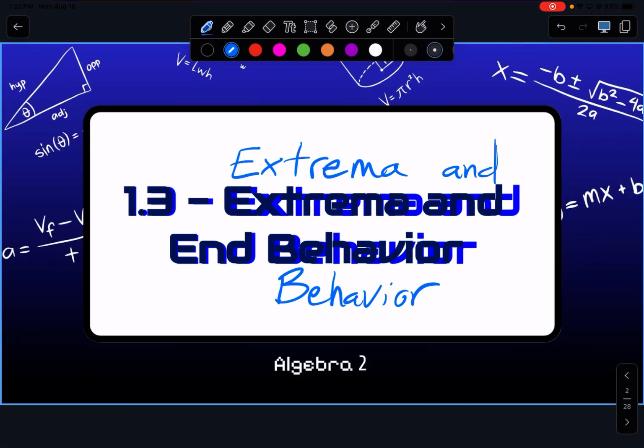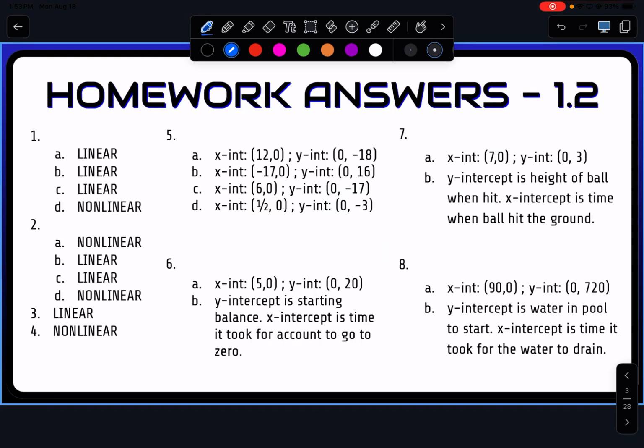All right, extrema sounds a lot more difficult and crazy than it actually is. Extrema sounds like what word? Extreme. Sometimes we talk about extreme heat or extreme cold, right? It's the total opposite, crazy ends of something. That's what we're going to be talking about here, in a graph. And behavior is just how the line is behaving. That's all it really is.